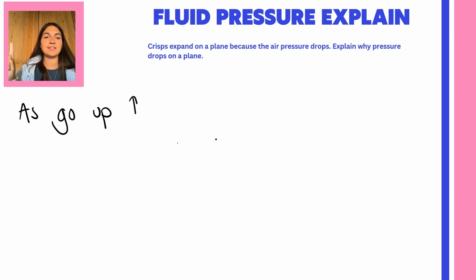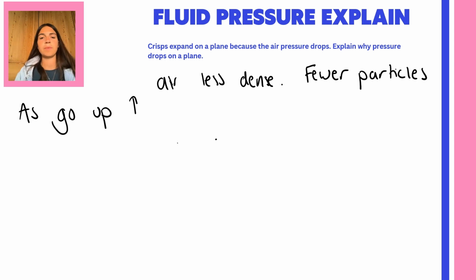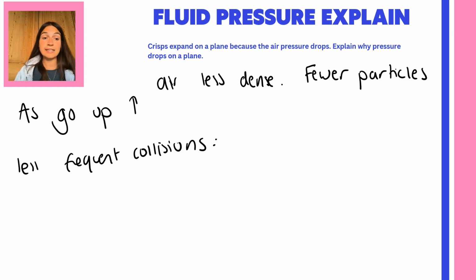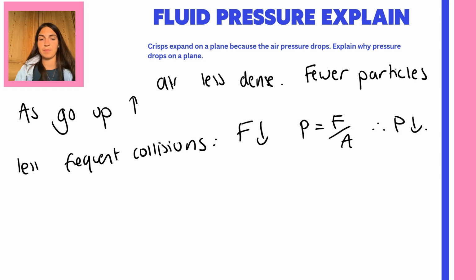Okay, crisps expand on a plane because the air pressure drops. Explain why pressure drops on a plane. As you go up into the atmosphere, the air becomes less dense the higher you go. So there are fewer particles, or what I should really say is there are less frequent collisions of the air particles because there are fewer of them in a given area.